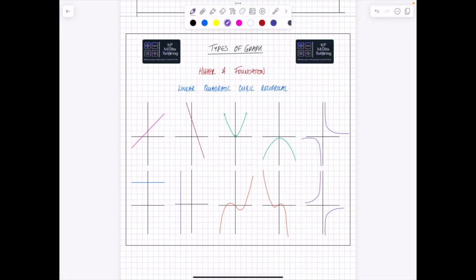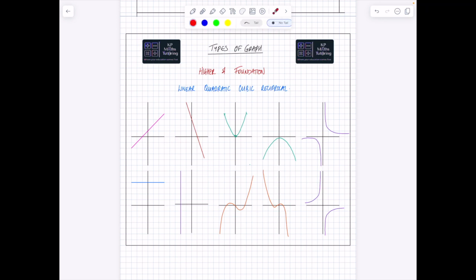Quick video here on types of graphs for everyone, so hopefully I'll get it done in 2 minutes. There's 10 different types of graphs here, and I just want to go through with you what the rough equations would be for these so you can spot them in an exam. So you could have pictures of different types of graph, and then underneath it allows you to link them to the right equation. So let's talk through these first two.